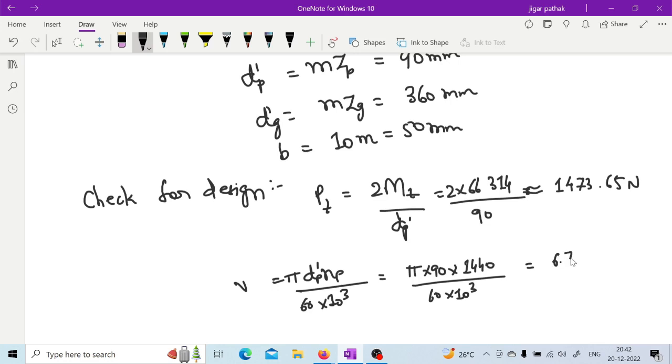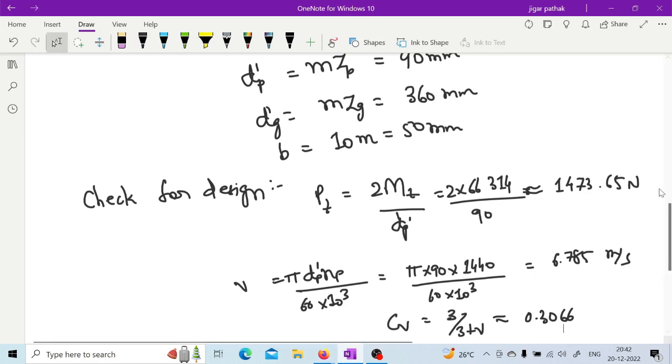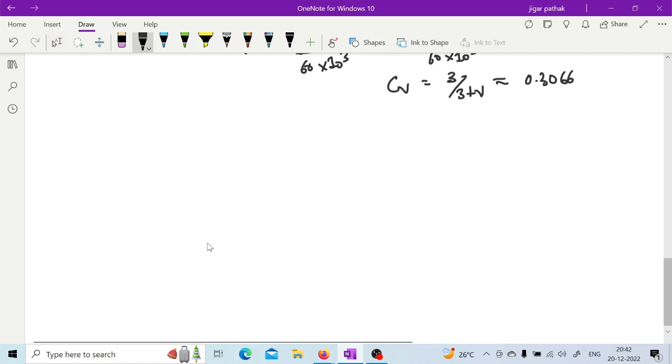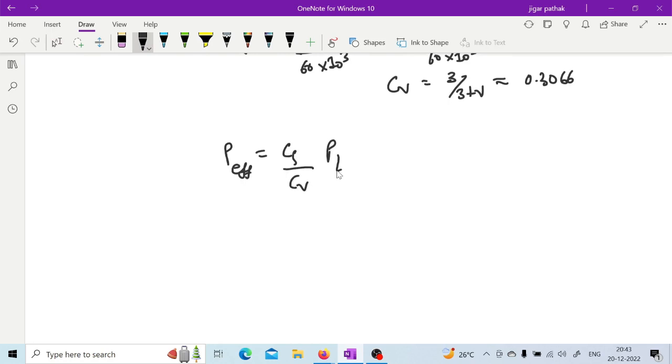So 6.785. It is almost 6.785 meter per second. Right, so once you have this, you can calculate that CV, right? 3 upon 3 plus V, which is almost equal to 0.3066. Right, so once you have this, then you can calculate P effective, because you know that P effective is equal to CS upon CV into PT. So this CS is 1.5, CV you have calculated 0.3066, PT is almost 1473.65. So P effective is almost coming about 7209, right, Newton.